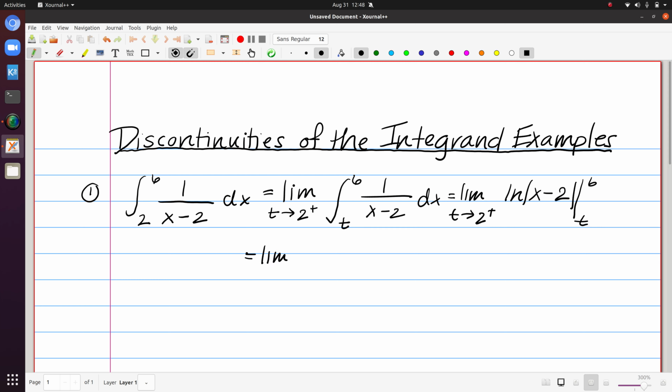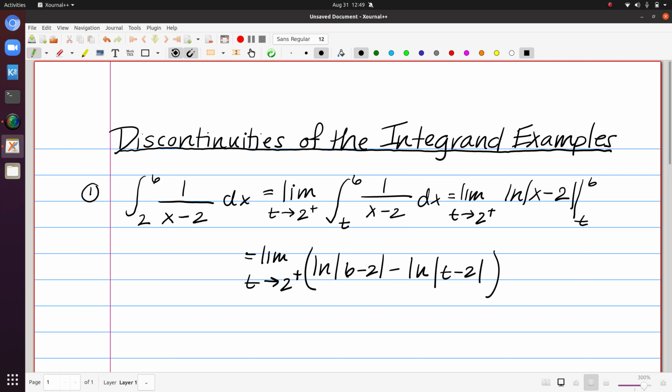So this leaves us with the limit as t approaches 2 from the right of the natural log of the absolute value of 6 minus 2, minus the natural log of the absolute value of t minus 2. So I'm taking the limit of this whole expression.